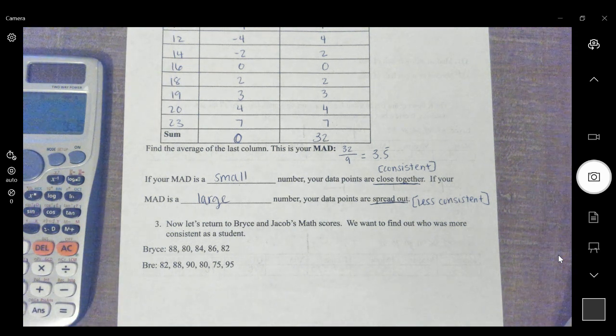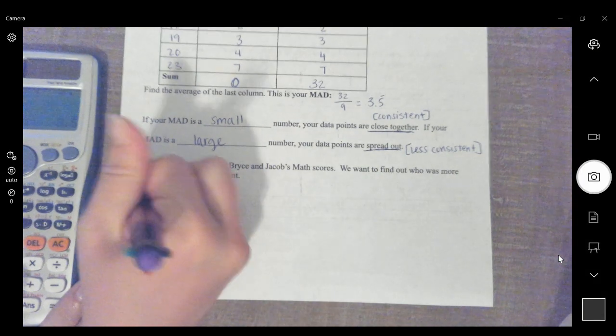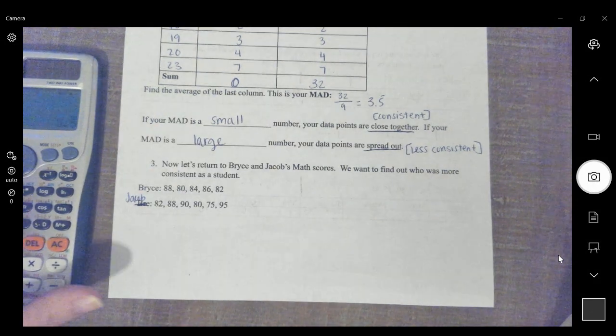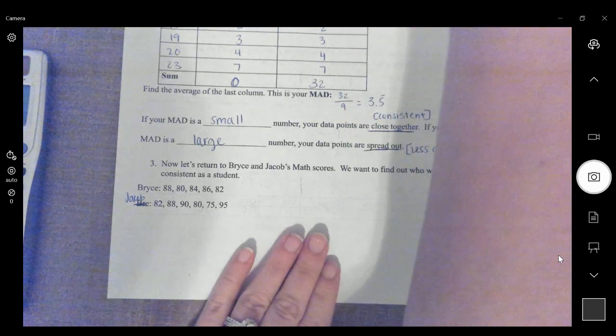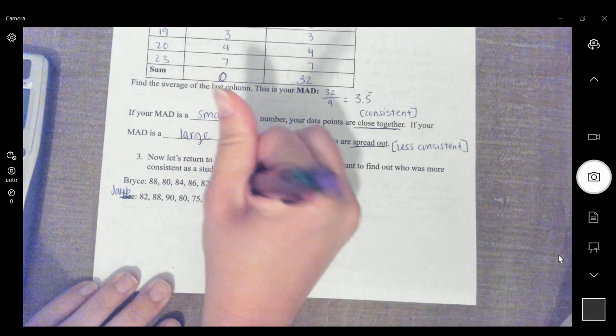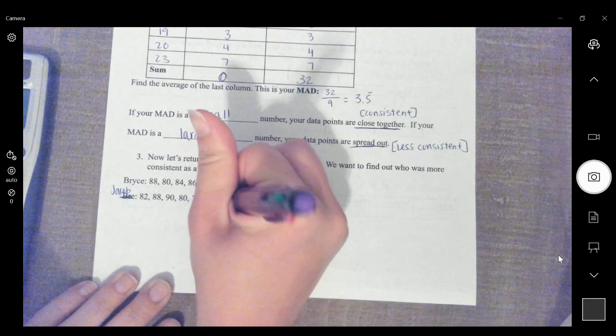So I want you guys to pause it and try example 3 using Bryce and Jacob's scores. I forgot to change this name here. You already have the mean for both of those, so you just have to go through and do the chart. So go ahead and pause and try that on your own. And then I will show you these. Bryce's mean was 84. Jacob's mean was 85. And we want to find out who was more consistent as a student.